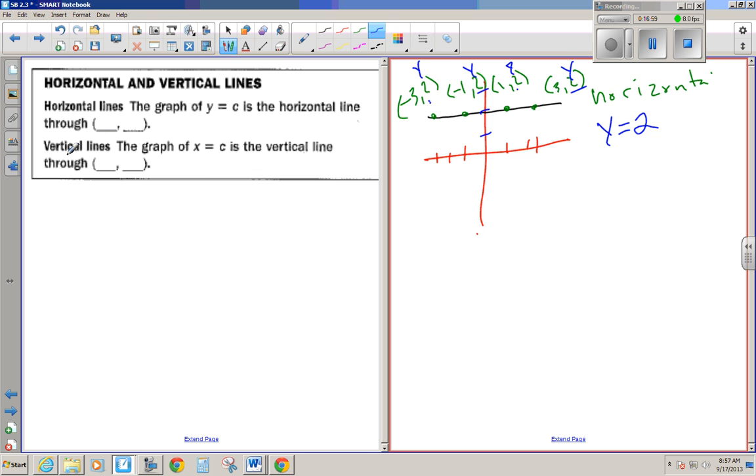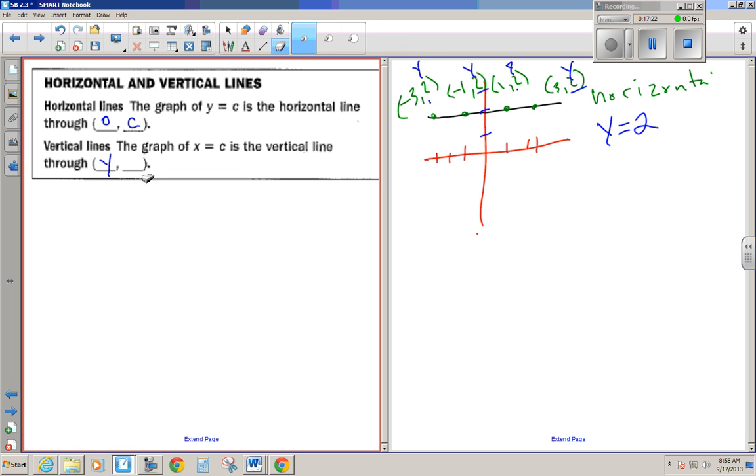So the way you write this out is, you don't really care about x. The x doesn't matter, so it's (0, c). For the vertical line, y doesn't matter, so it's (c, 0). Right? That's how it sets up. That's how vertical lines go through this as the intercept.